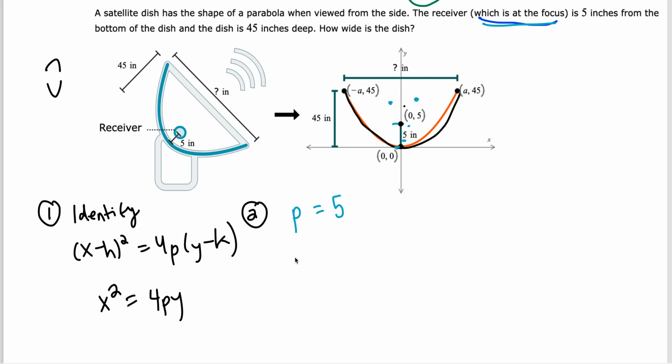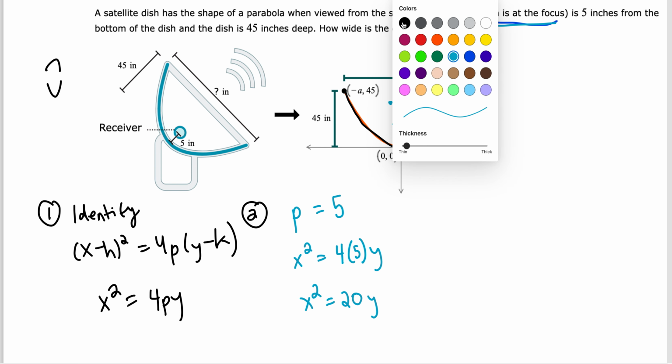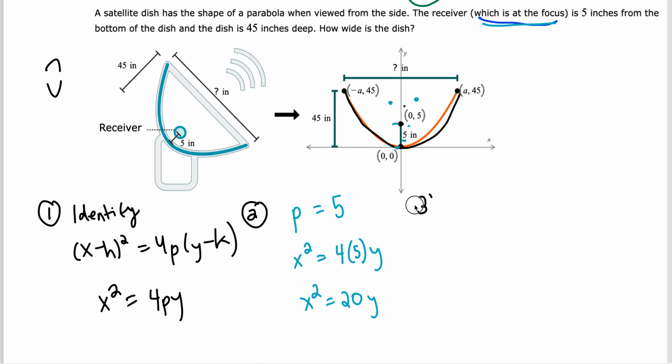So now we know the value of p, we can now write the equation of this particular parabola, which is 4 times 5y. So the equation of this parabola is x squared equals 20y. And now, the third step, which is the last one because we'll be getting the value, is kind of the same as the last one. Wherever you see the value you're looking for, which in this case are these two a's, let's go for this one first, and let's input it in the equation of this parabola.